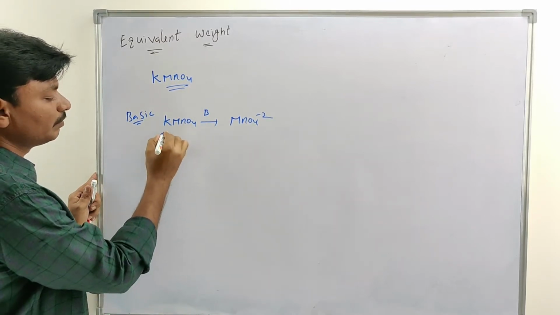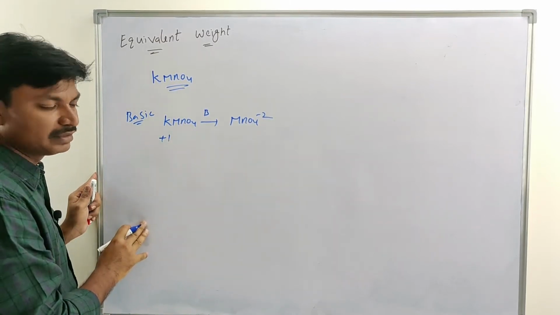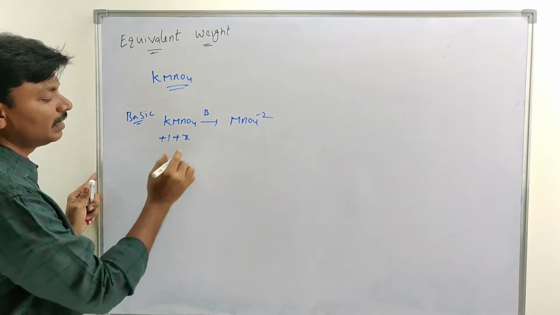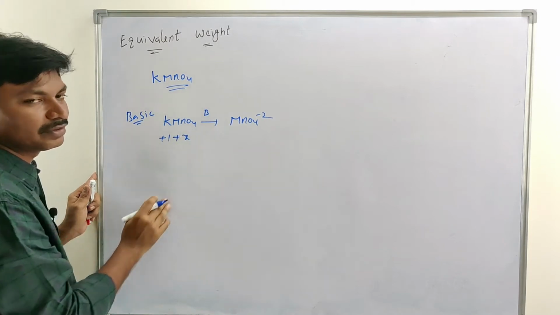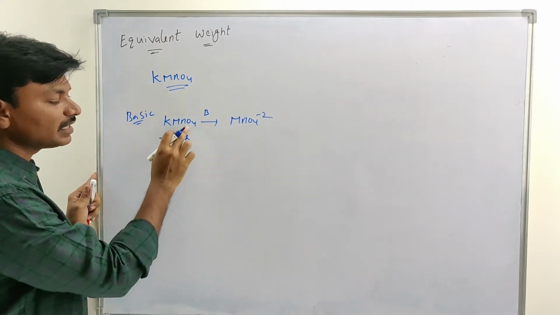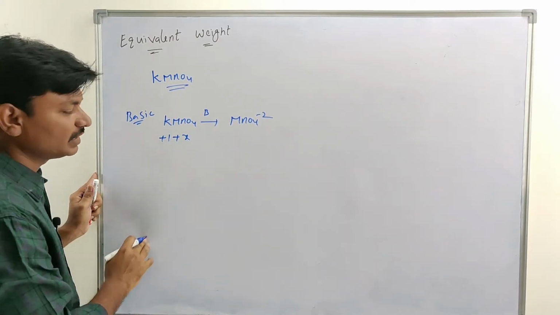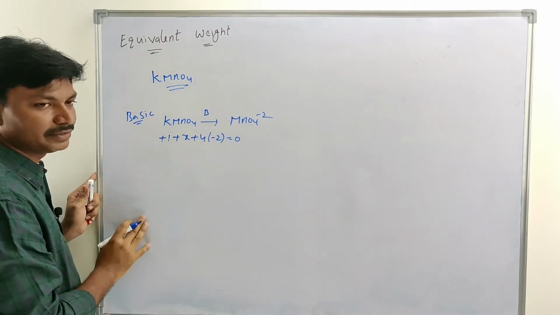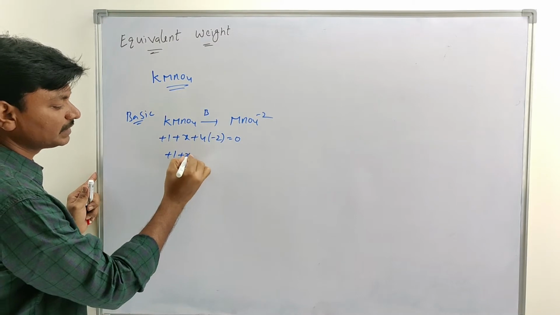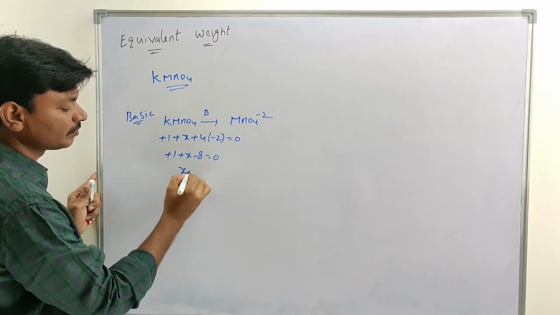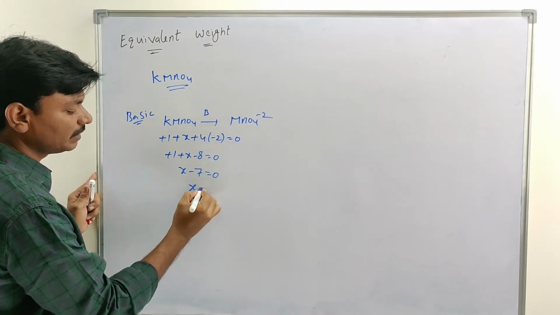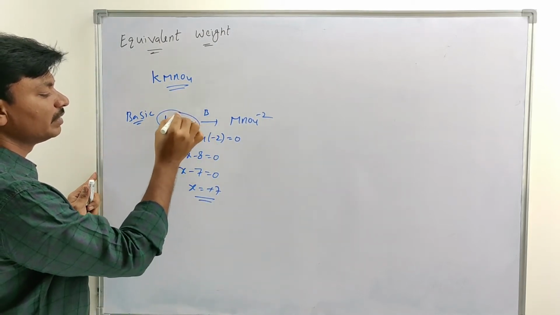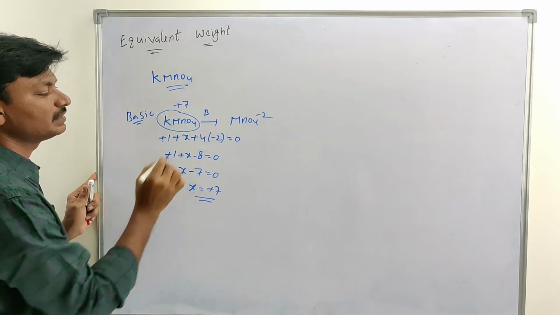Potassium is a group 1A element and its oxidation number will be +1. Manganese is X, and in KMnO4, 4 oxygen atoms are present, each oxygen atom having a -2 charge, that is 4 into -2. So +1 plus X minus 8 equal to 0, X minus 7 equal to 0, X equal to +7. That is, the manganese oxidation number in KMnO4 will be +7.